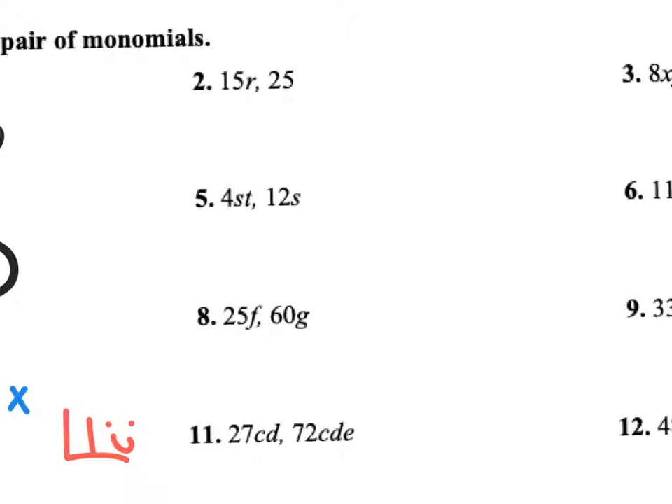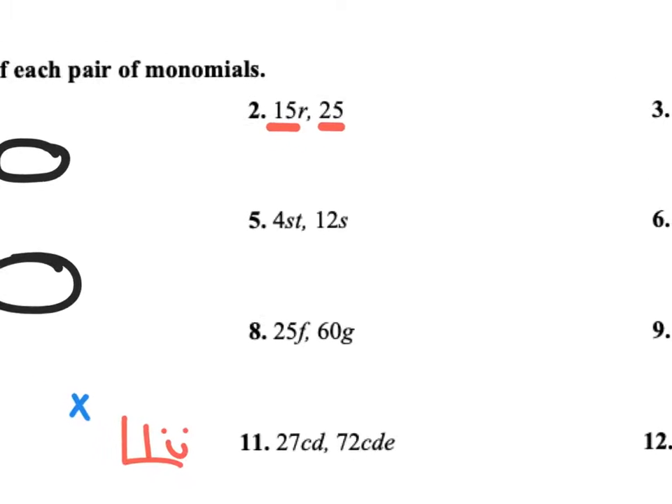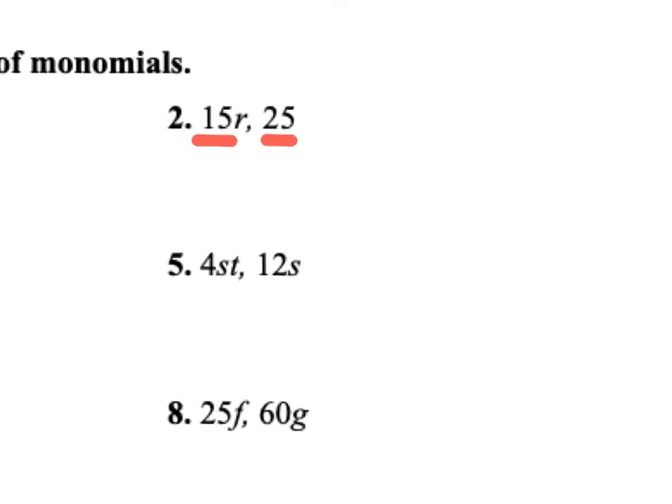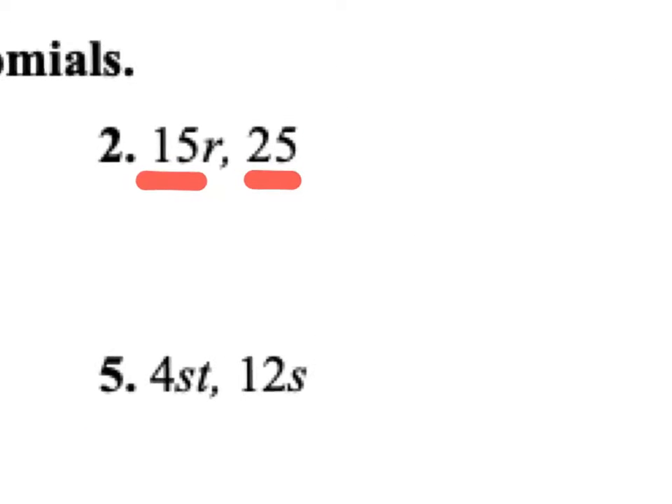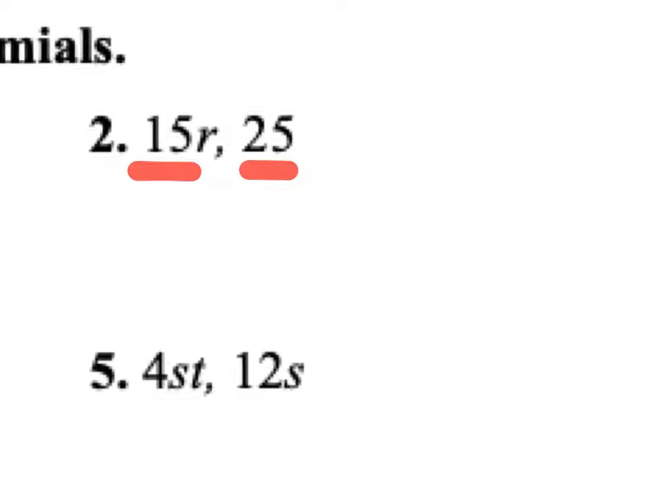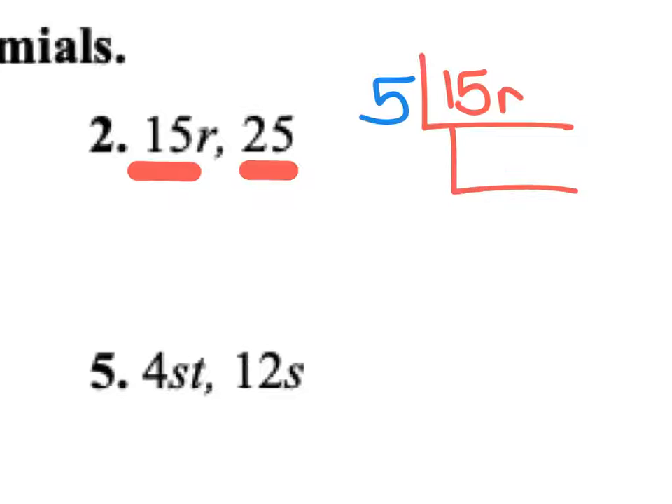Now for the second example, I have 15 times r and 25, and I'm trying to find my greatest common factor for these two terms. So I'm going to start with my first term, which is 15 times r, and put that in my house so I can factor it out. And factor out means you're dividing out the factors. So I know that when a number ends in 5 or 0, I can divide by 5, so I'm going to take out a factor of 5. 15 divided by 5 is 3, so I'm left with that 3 and the r.